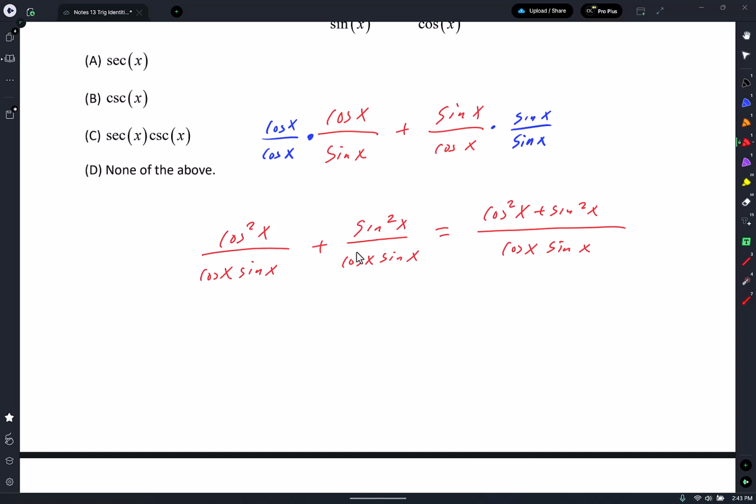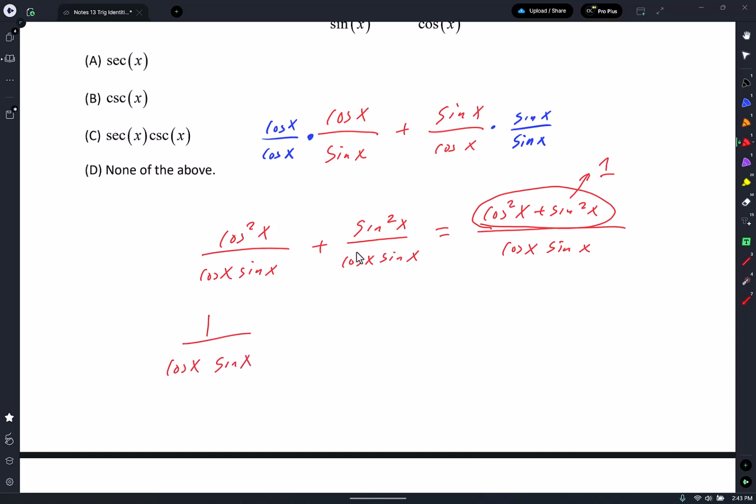That answer's not in there. What do I got to do? What is cosine squared plus sine squared? 1. This is 1, guys. So 1 over cosine x sine x.